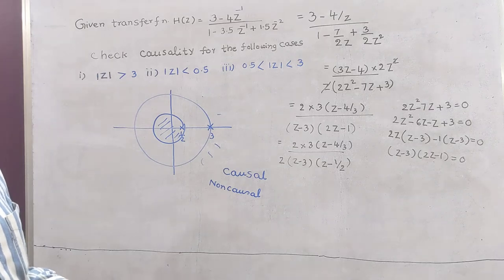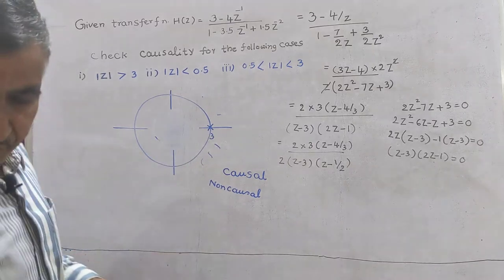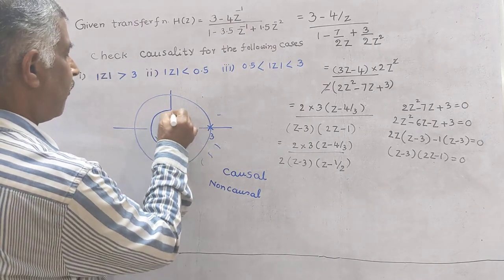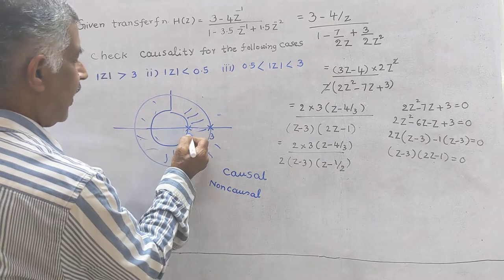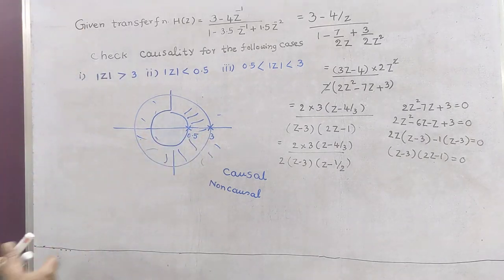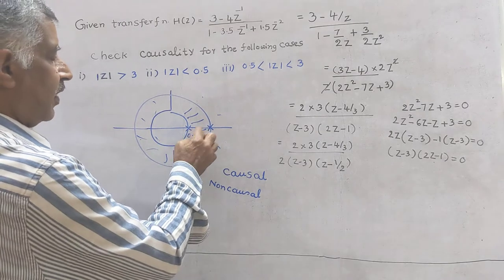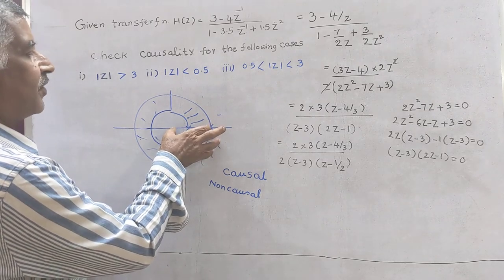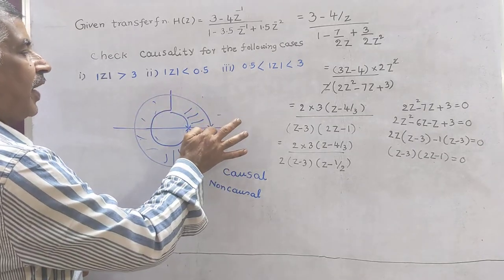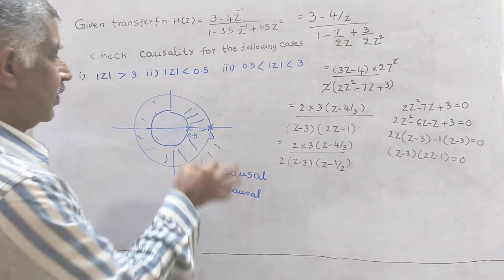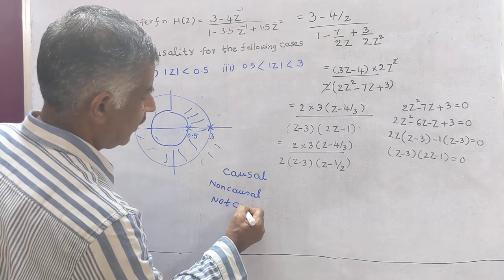Next one is between 0.5 and 3. The ROC is between 0.5 and 3, this region. The maximum circle radius is 3. So the ROC is inside the circle of radius of maximum pole. Hence, the system is not causal.